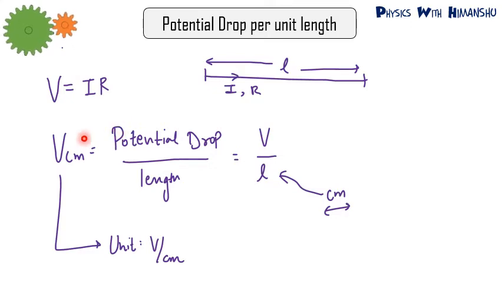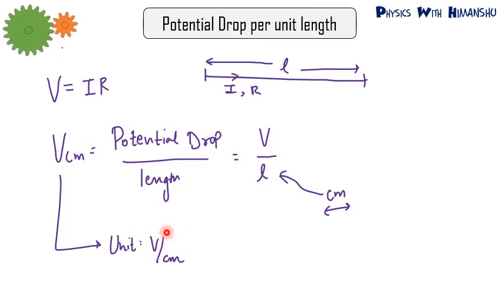Now VCM is basically potential drop per unit length, that is potential drop divided by length. What is potential drop V? What is length L? If I have written VCM, it means I am taking length in centimeter, so you have to take the length in centimeter. So VCM is basically potential drop divided by length. L will be in centimeter and the unit of VCM will be V upon CM.